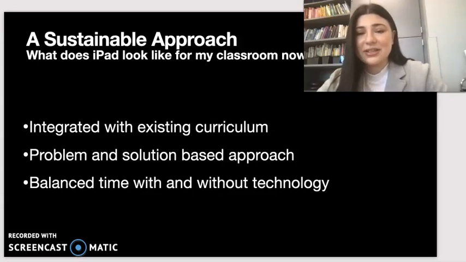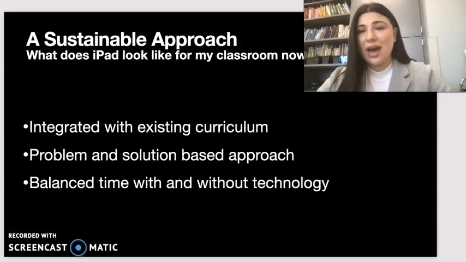So that is definitely something that I've kept in mind, and I would encourage you to keep in mind: what are your biggest needs in the classroom? What is something that technology could solve without having students just sit passively on an app or something for 30 minutes or longer at a time?